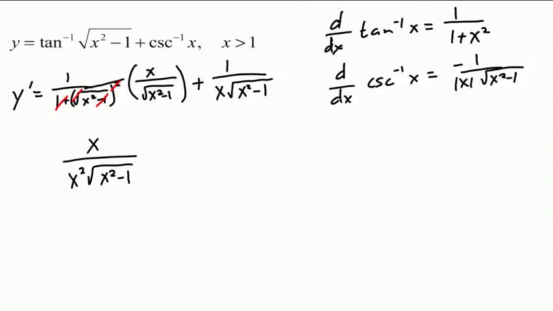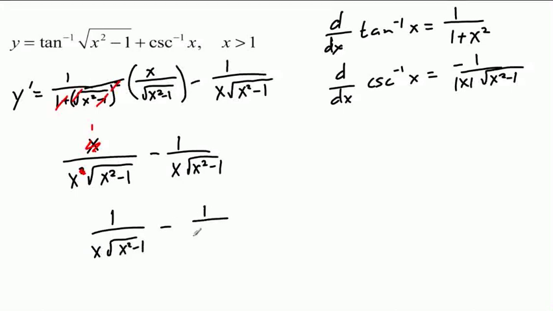Oh, it's right there. So this is actually not positive, this is negative. And then we end up getting minus 1 over x, square roots of x squared minus 1. This reduces with this. And we end up getting 1 over x, square roots of x squared minus 1, minus itself. And anything minus itself is always going to be 0. So the derivative is actually 0.